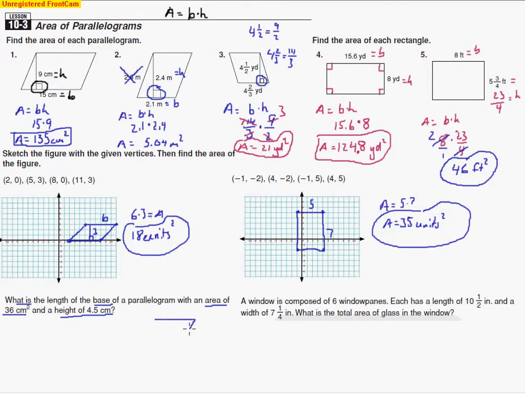So let's draw a little picture. What's going on here? We've got this parallelogram. We know the height is 4.5, so the distance going down this way is 4.5 centimeters. We know the area already. Area equals 36. So remember the formula: area equals base times height. Well, we know the height, it's 4.5. We just don't know what the base is. So 4.5 times the base equals 36. So we have to get the base by itself. We need to solve for that.